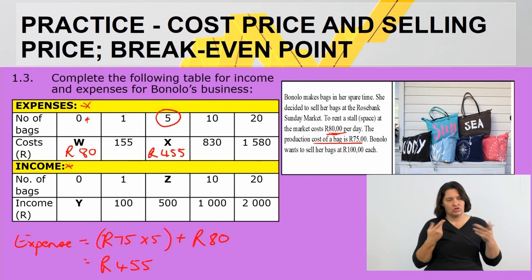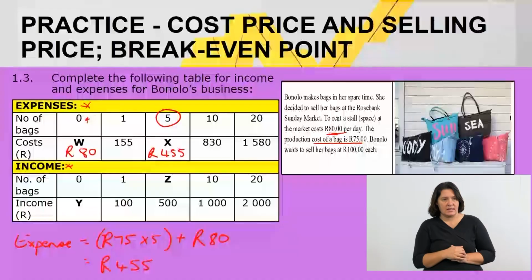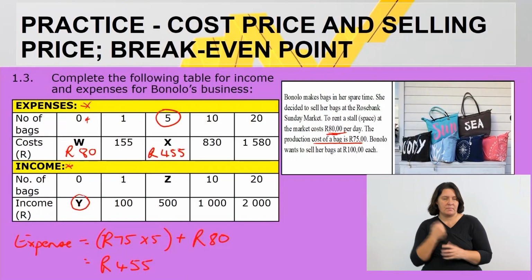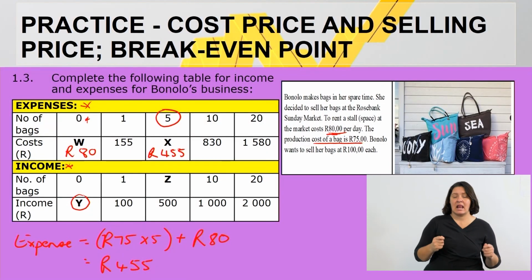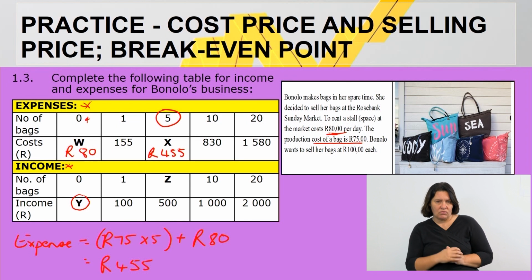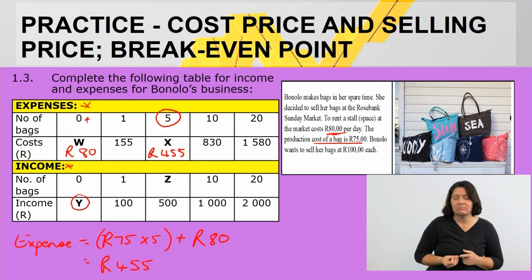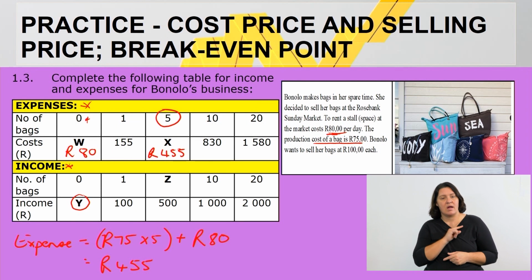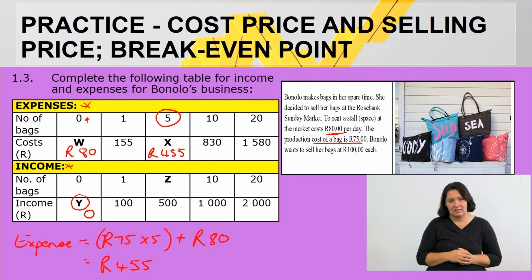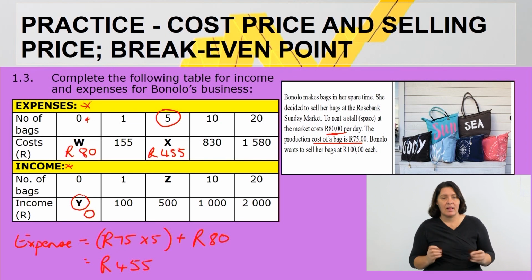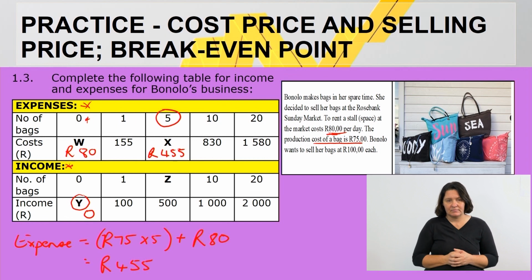So now I'm done with my expenses. Let us quickly look then at the income. So for Y, here I have to find this value. I'm not selling any bags. Here, we can see it is 0. Can we expect to have an income? Definitely no. So therefore, Y will be 0 Rand. No bags being sold, no money in for Bonolo.